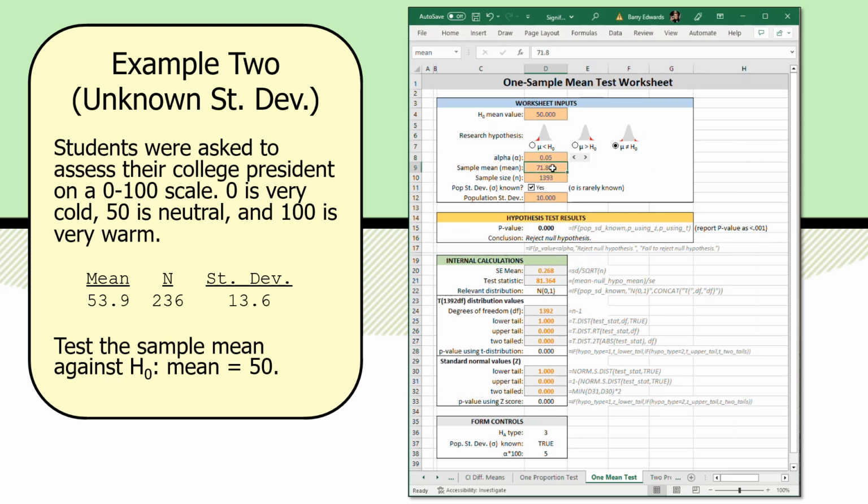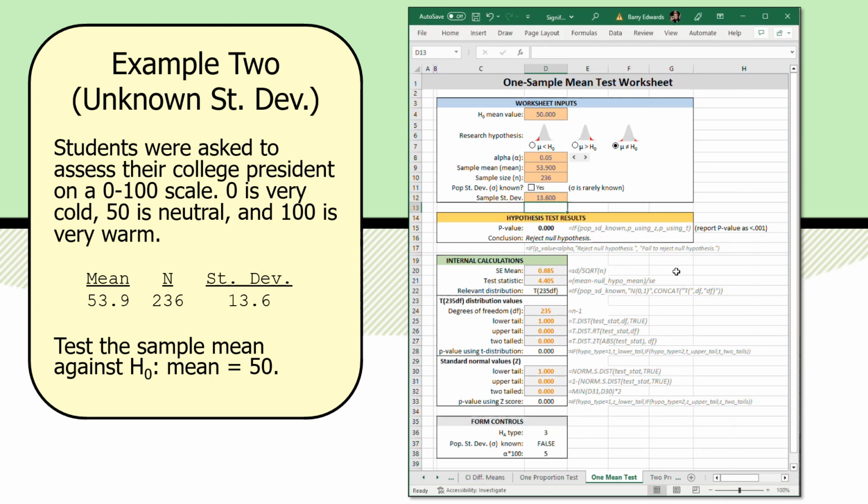The sample mean for the problem, 53.9. Sample size from the problem, 236 students. Now, the next input is population standard deviation known. I'm going to uncheck it, uncheck yes, because the population standard deviation is not known. It has to be estimated from the sample. So it asks me to input the sample standard deviation. The problem says it's 13.6. Let's finish up my inputs.